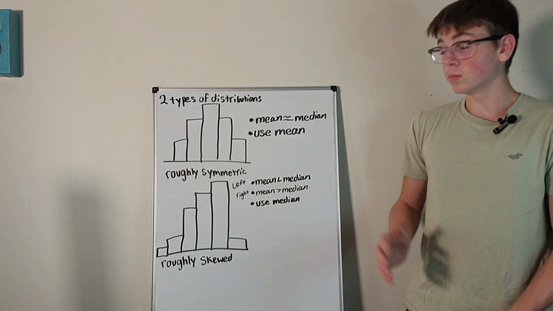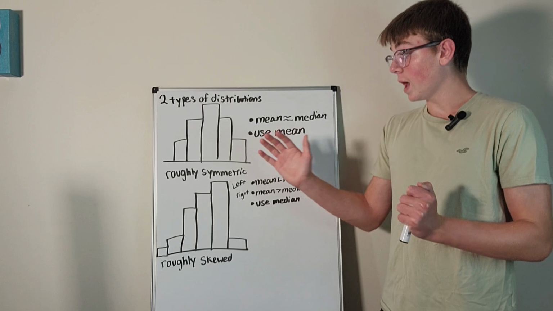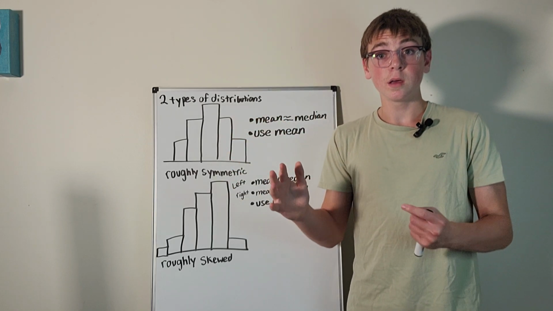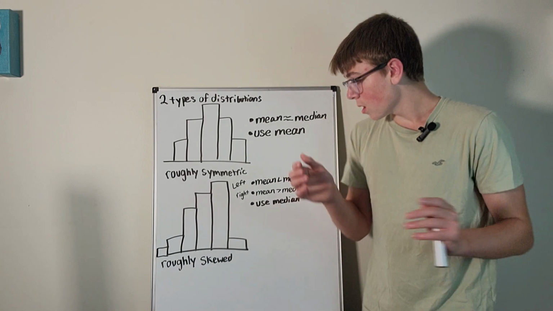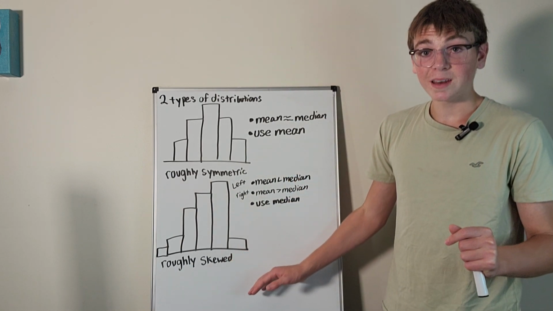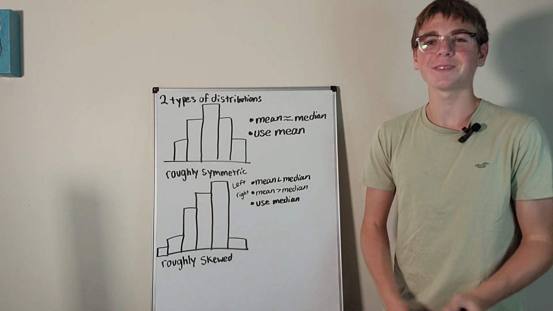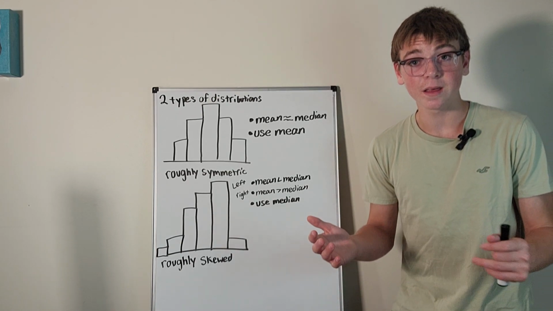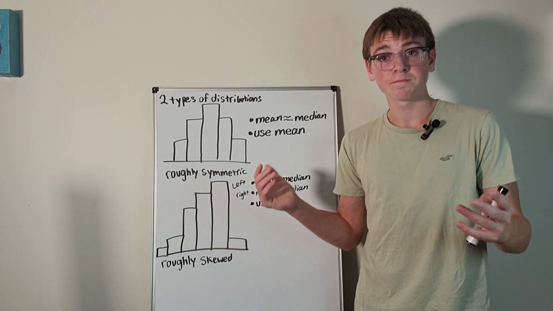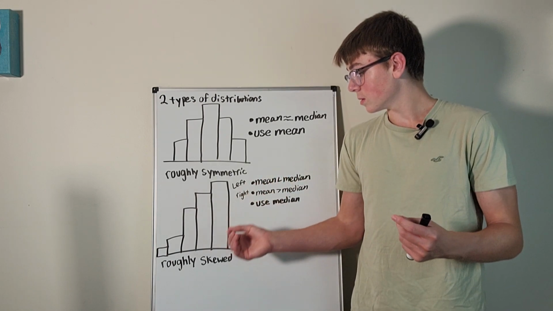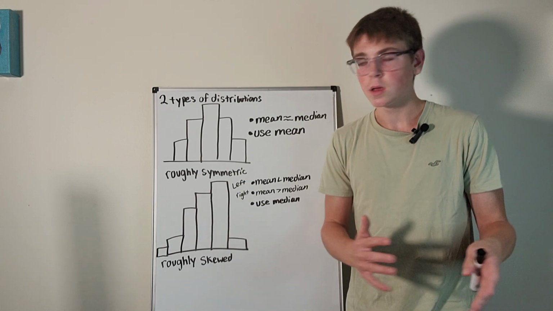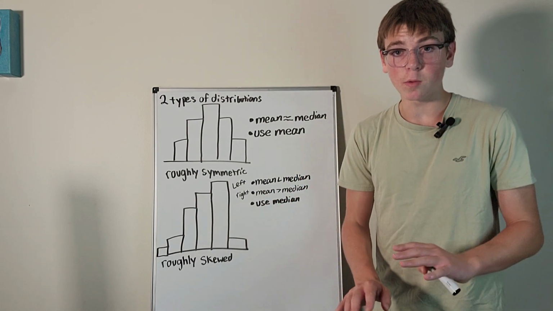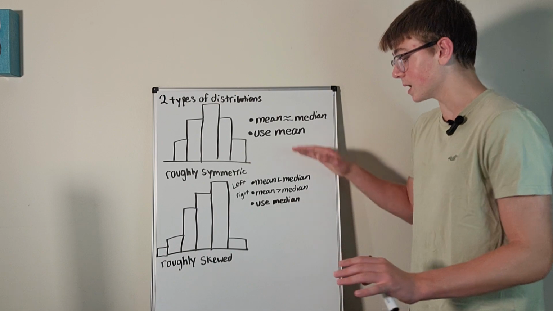All right, so just an overview. If you have a symmetric graph, use the mean because all the points are pretty close together and it gives a good average of the data. But if you have a skewed graph, you'll want to use a median because it'll give a better description of what the middle is while there are tails dragging the mean. So the mean won't be roughly equal to the median.